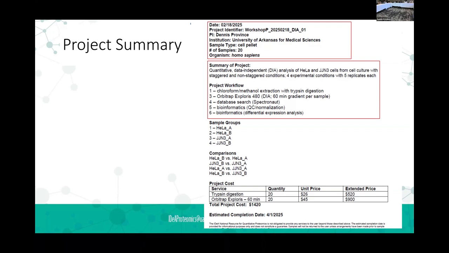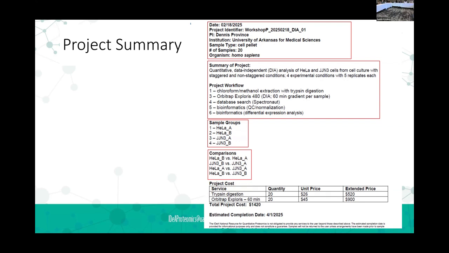So to kind of put that into sort of layman's terms, one of the things we put is the number of experimental conditions and the number of replicates there. Then we have a project workflow there where we basically say, this is what we agreed to do with your samples when you send them to us. And then down below here, again, what the actual sample groups are, and then what those comparisons are that we're going to have. That's really important there.